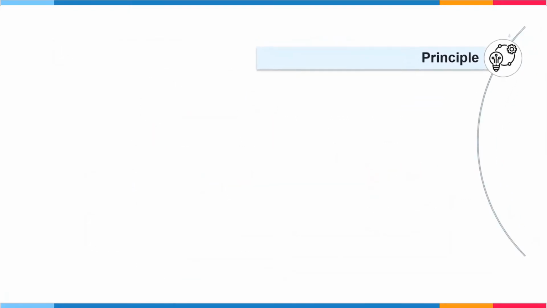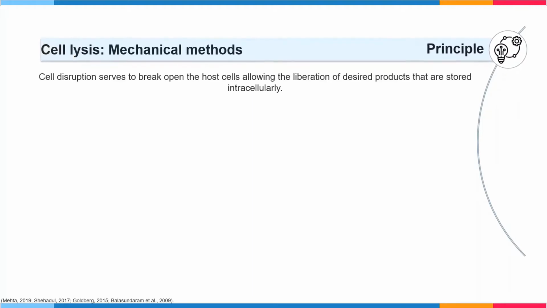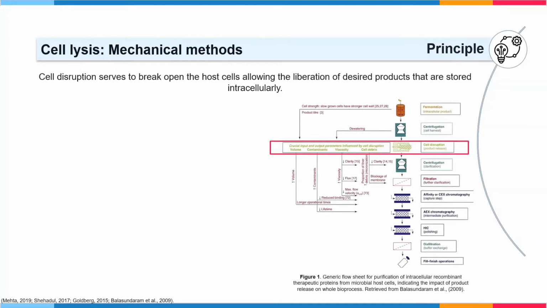Now, before discussing each technology's principle, let's define cell lysis. Cell lysis is an additional step in downstream processing used to break open the host cells, allowing the liberation of intracellularly produced target biomolecules. Here we have a downstream processing scheme for the purification of intracellular recombinant therapeutic proteins from microorganisms. As we can see, the cell lysis step for product release has a direct impact on the whole bioprocess, which is why it's essential to define the criteria for an optimal cell disruption process.